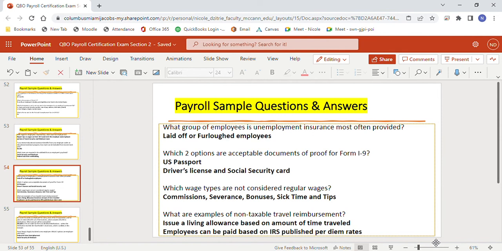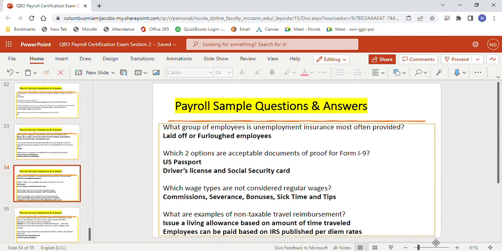All right, what group of employees is unemployment insurance most provided for if you're laid off or furloughed? Those are the ones that are automatically going to get unemployment. What 2 options are acceptable documents for proof of the Form I-9? That is the U.S. passport. Remember that was Section A. And then you would need one from Section B and C. So that would be like driver's license and Social Security card.